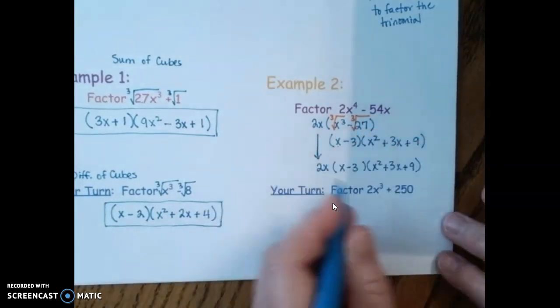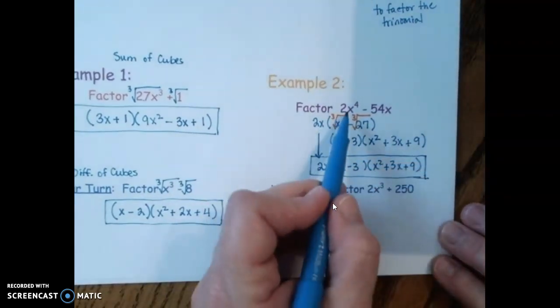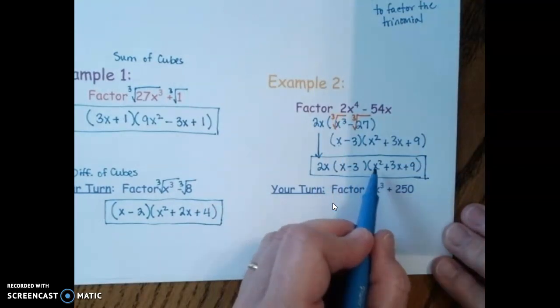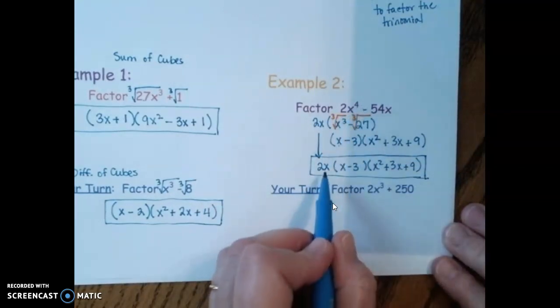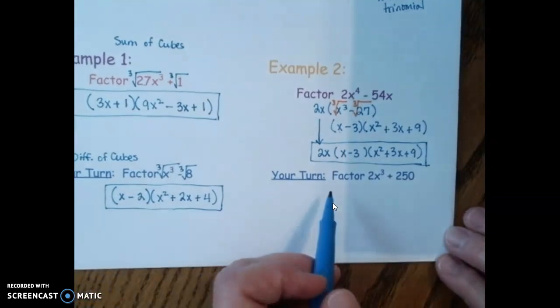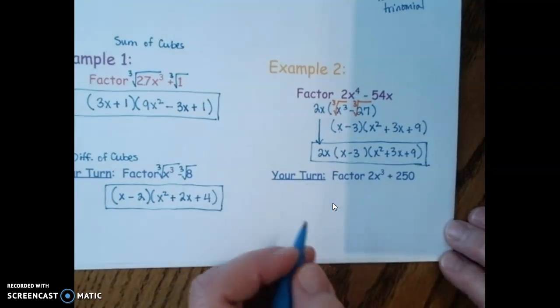Because remember, when you're factoring, you should be able to multiply back to get what you started with. So 2x times x would be 2x squared times x squared would be 2x to the fourth. That's why we have to drop this down as part of our final answer. So here's another your turn. If you want to pause the video, try it, come back, compare it to my answer.